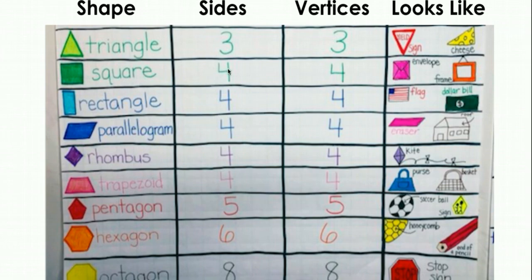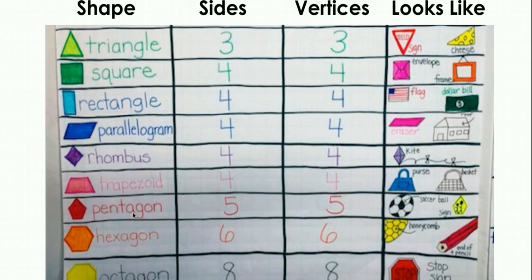A square has 4 sides. A rectangle also has 4 sides, though different from a square because 2 sides are longer than the other, which we'll get to in a moment. So our next shape or polygon is a rectangle. 4 sides, 4 vertices. Parallelogram, 4 sides, 4 vertices. A rhombus, kind of like a kite shape, 4 sides, 4 vertices. A trapezoid, 4 sides, 4 vertices.